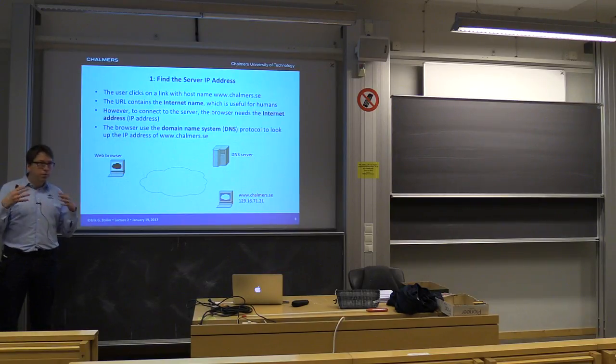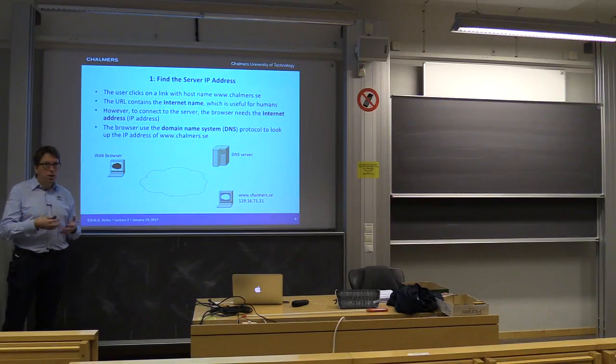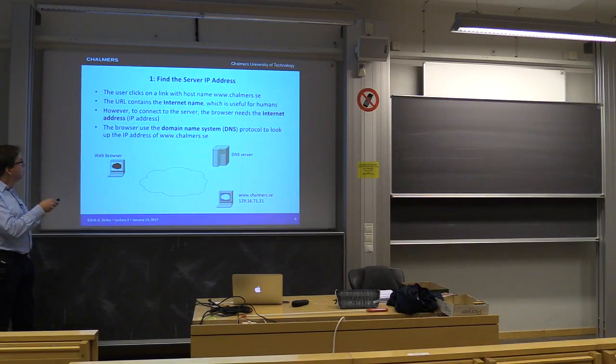And that's very useful for us as humans, right? Because we can understand, okay, this is a web server, it's Chalmers and it's located in Sweden. So it's useful for us, but it's not useful for the IP layer to find this host. So to connect to the server, we need to translate and find its internet address, its IP address.